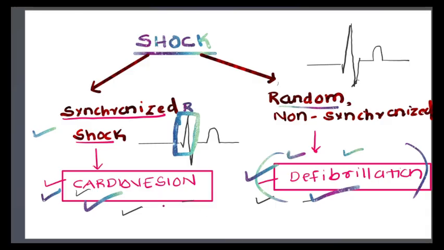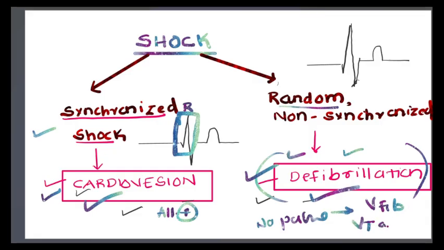Now, in all arrhythmia cases where the patient is having a pulse, you give shock in the form of cardioversion. Where the patient is not having any pulse, no pulse cases, in which arrhythmia do you get that? In ventricular fibrillation, I told you there is no pulse. Or if there is a ventricular tachycardia without pulse, then also you give defibrillation, that is non-synchronized shock.